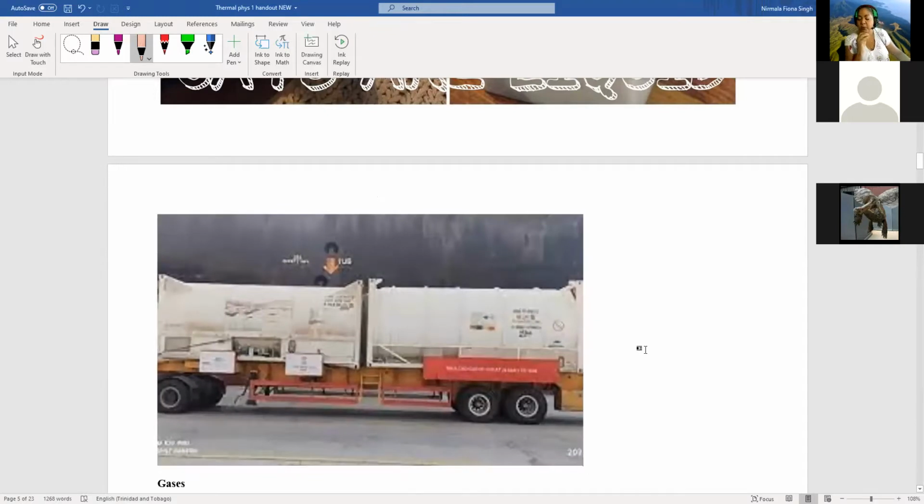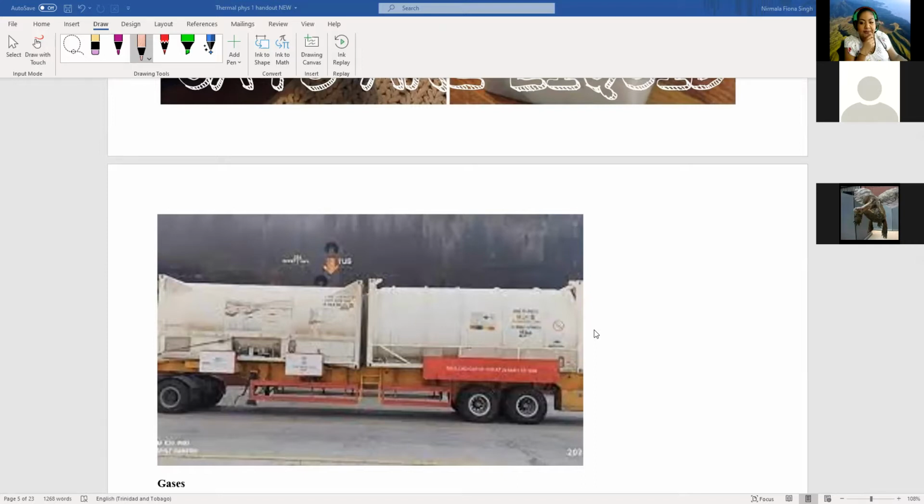Anybody want to guess how much equivalent oxygen this truck has? And you all look at the size of the wheels. You know it's not a very big trailer. How much oxygen is this? Anybody want to guess? This truck carries the equivalent of 20 tons of oxygen. You all know how heavy a ton is, right? This doesn't look like 20 tons, right? 20 tons of oxygen.